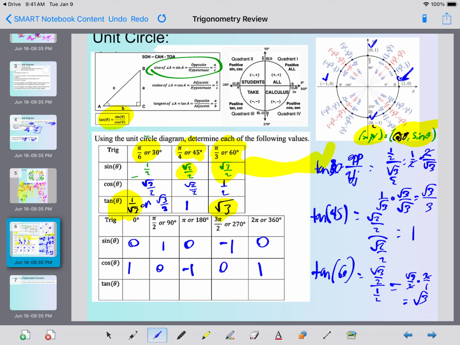Tangent. Didn't we just learn that tangent is just sine over cosine? So 0 divided by 1, 0. 1 divided by 0, that's impossible, right? Does not exist. 0 divided by -1, 0. -1 divided by 0. You can't divide by 0. It does not exist. 0 divided by 1, 0.